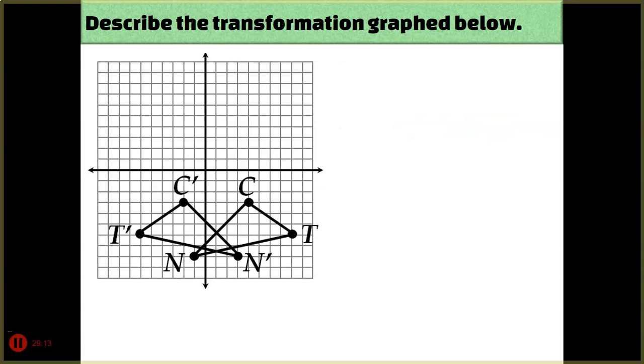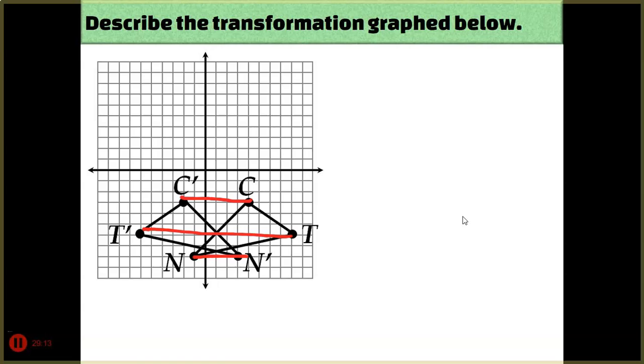Our next transformation looks a little crazy because it's all crossed over on top of itself, but the same properties still apply. Let's look at these segments that connect the pre-image to the image for each of these. And those lines are parallel and different lengths. That's indicative of a reflection.